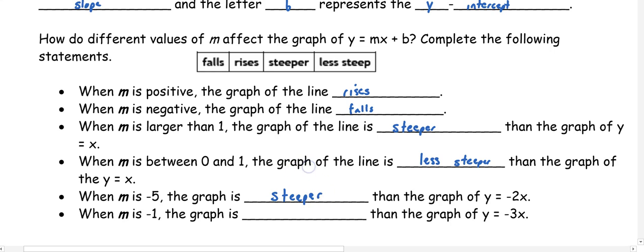If m is -1, then the graph is going to be less steep than y equals -3x, because -3, if we take the absolute value, is a larger number, so it would be a steeper line. It's going to be changing at a faster rate.